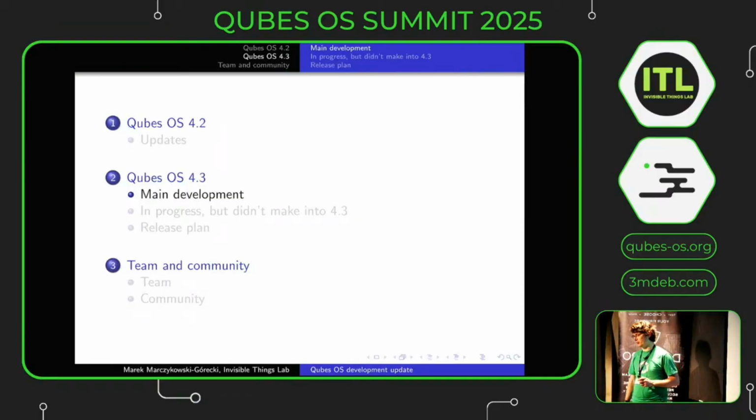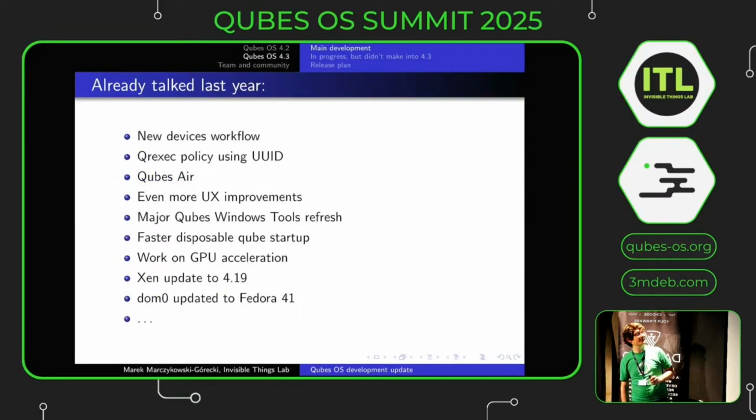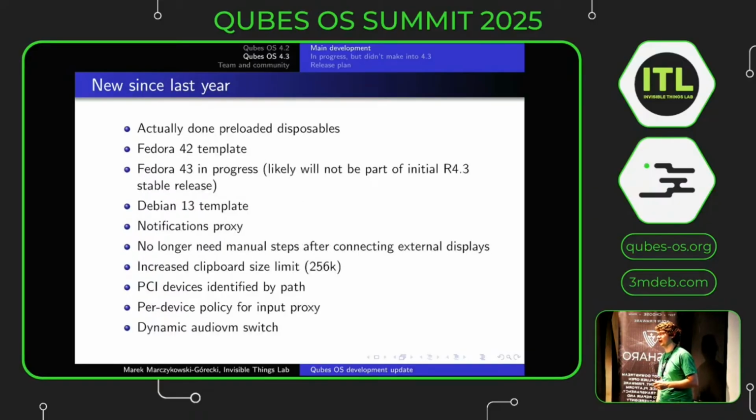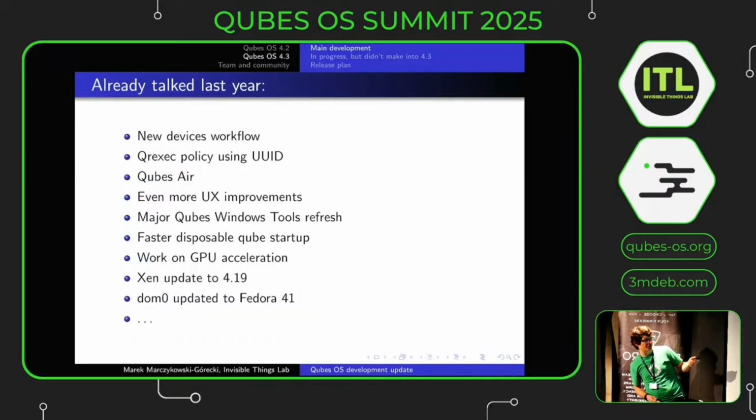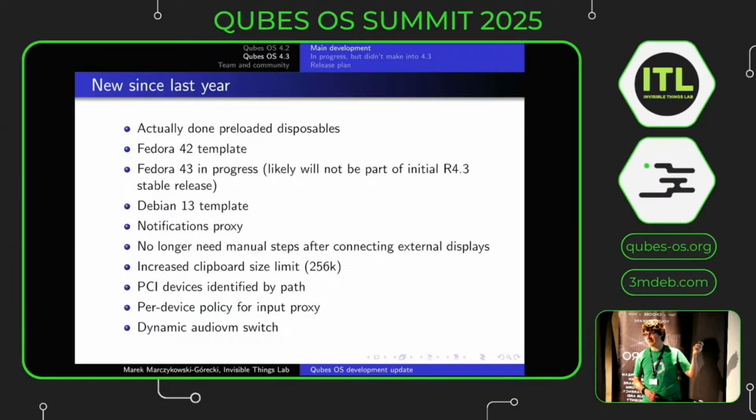So, what about 4.3? There were a lot of points already last year. So you have a list. You can go to last year's presentation if you want to know more details. And today I will be focusing on stuff that happened since then, and there is quite a lot of those. So there was this faster disposable Qube startup. This was a plan to do, and now it's actually done.